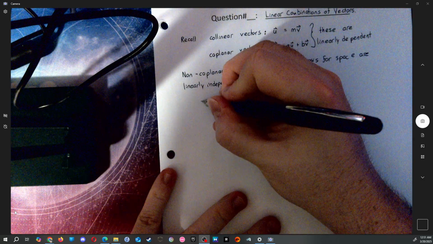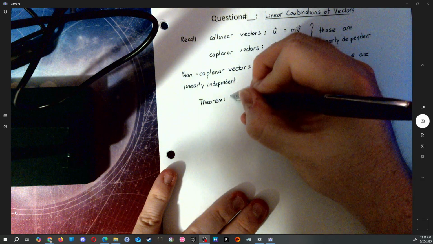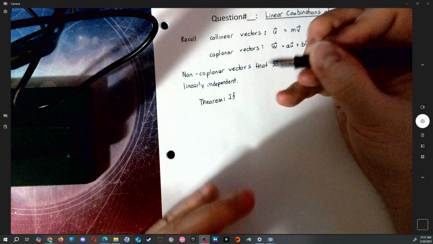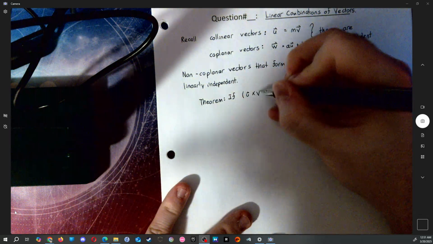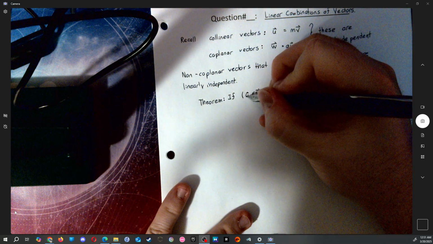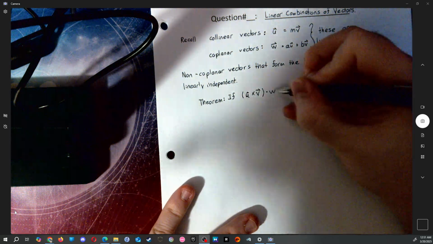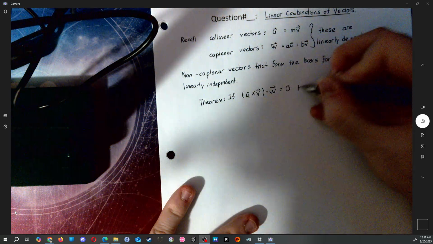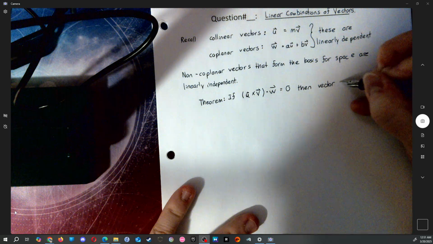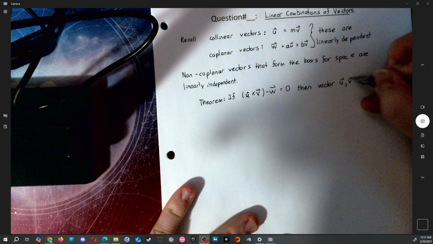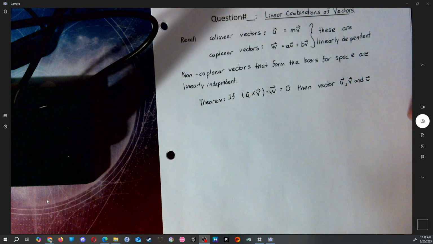So based on that, we'll have our theorem that if I have three different vectors, u, v, and w, if I take the cross product of u and v, sorry if I'm writing a little bit small, and then dot it with w, and it's equal to 0, then my three vectors, u, v, and w, are coplanar.